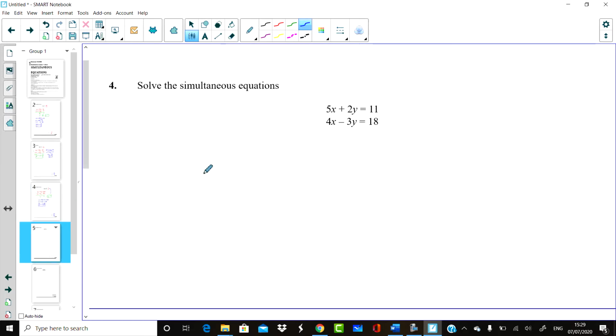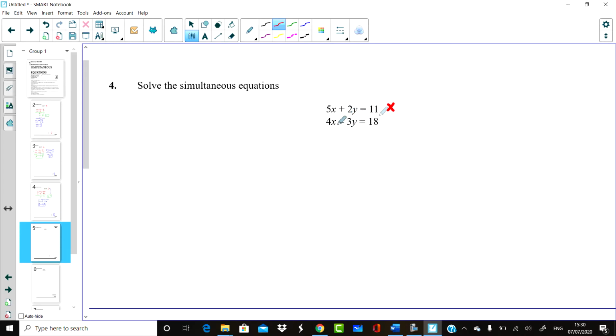Question number 4 says 5x plus 2y is equal to 11, and 4x take away 3y is equal to 18. So again, the same process. We want to get either x or y to the same number so we can eliminate them. I'm going to choose y in this scenario. So what is a common multiple between 2 and 3? Well, that would be 6.